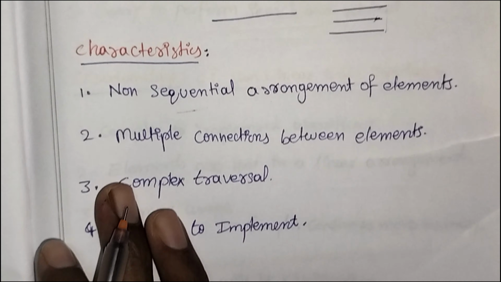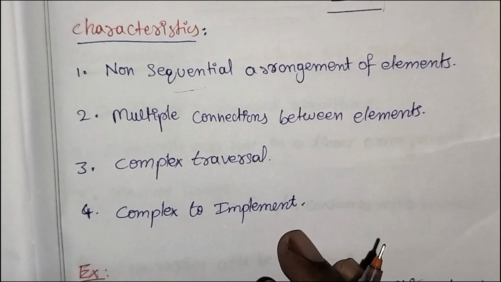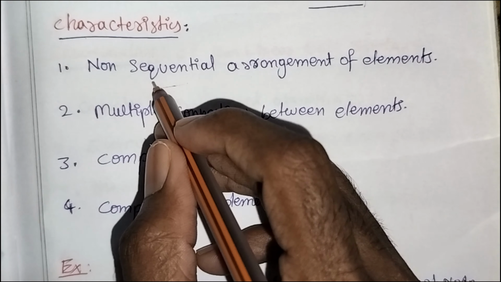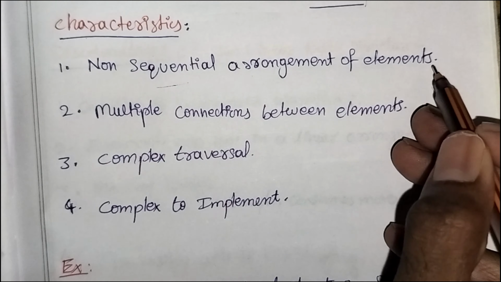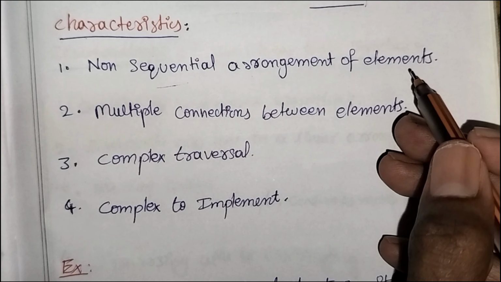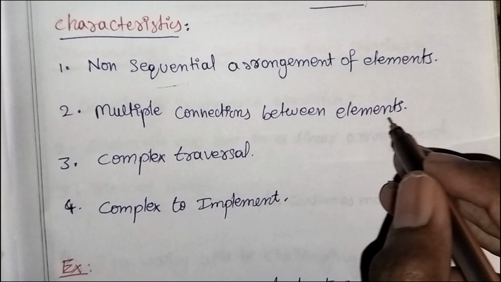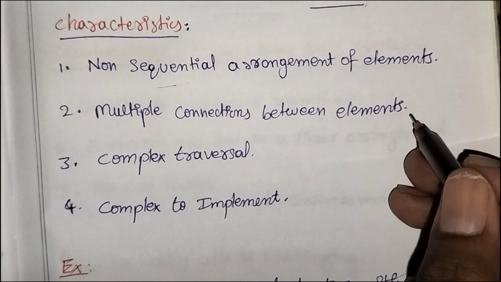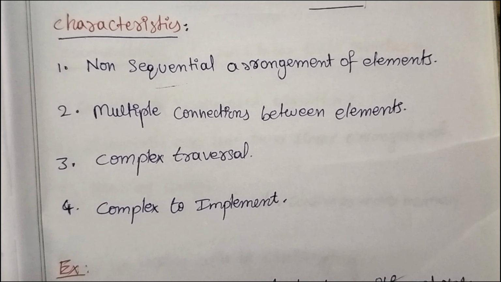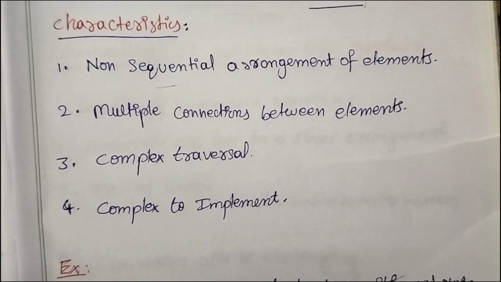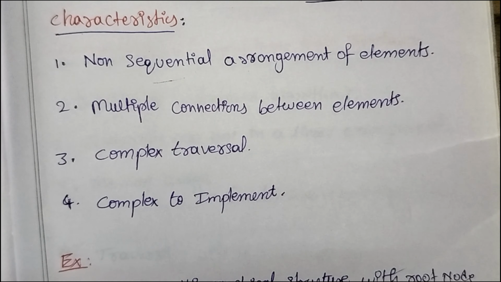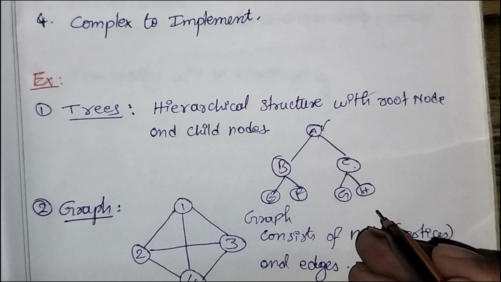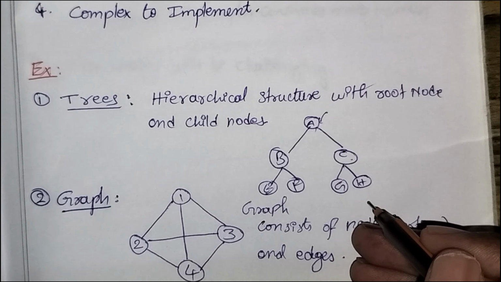The characteristics of non-linear data structures are non-sequential arrangement of elements, where the elements are not arranged in a sequential order, and multiple connections between elements. There can be more than two or three connections between elements of the structure. And complex traversal: it is very complex to do traversal operations, and complex to implement non-linear data structures. The examples of non-linear data structures include trees.